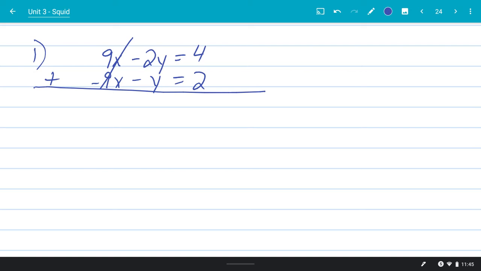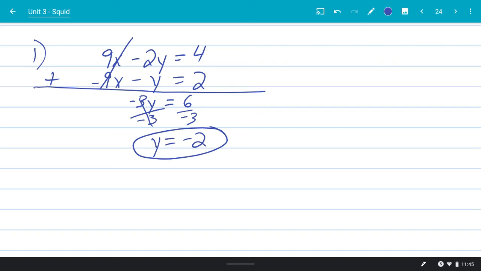9x minus 9x is 0x, but we don't really have to write 0x, do we? So it's gone. Negative 2y plus negative y is a negative 3y. And then 4 plus 2 is 6. Now I have one variable, one step away from solving for that variable. Divide by negative 3, divide by negative 3, and y equals negative 2. I have half of my solution now.